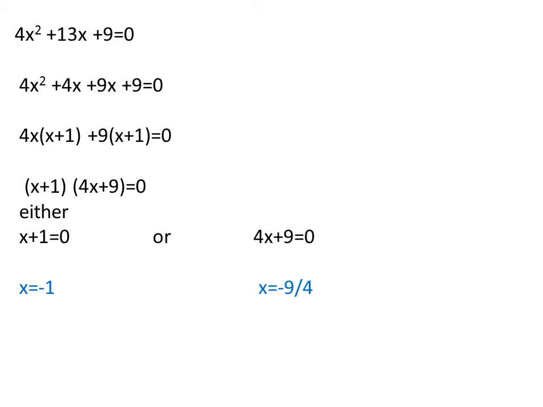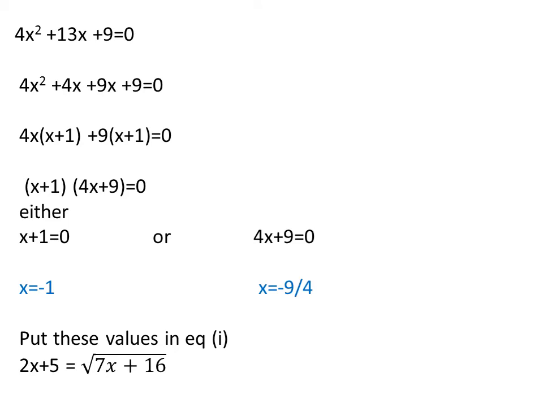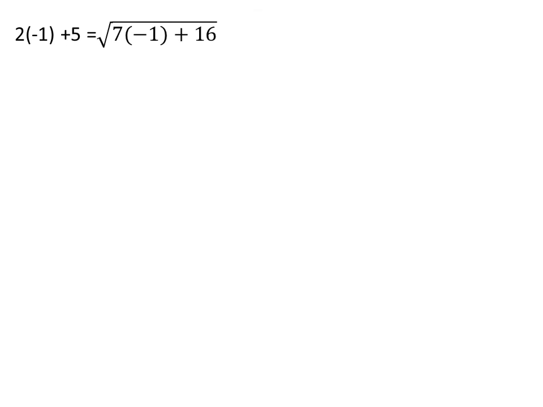Now we will put both these values in the equation number 1, which is 2x plus 5 equal to under root 7x plus 16. First of all, we will take the value of x as minus 1. When we put the value of x minus 1 in this equation, we will get 2 into minus 1 plus 5 equal to under root 7 into minus 1 plus 16. By solving this equation, we can write the next equation. Minus 2 plus 5 equal to under root minus 7 plus 16.